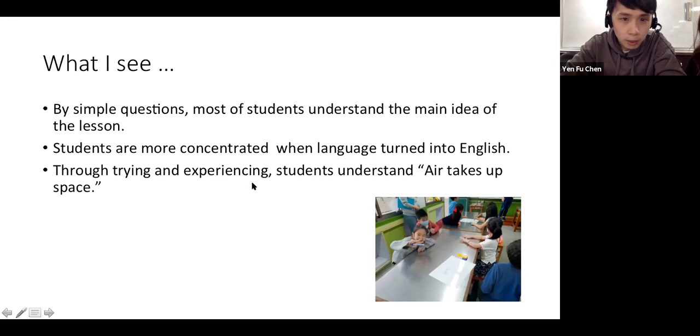And I think students are also more concentrated when the language turns to English, because they are not really familiar with that situation. When the class is all taught in English, I think they're more concentrated because maybe they feel a little bit nervous about the class. And through trying and experiencing, I think students really understand that air takes up space. Yeah, so that's my sharing.